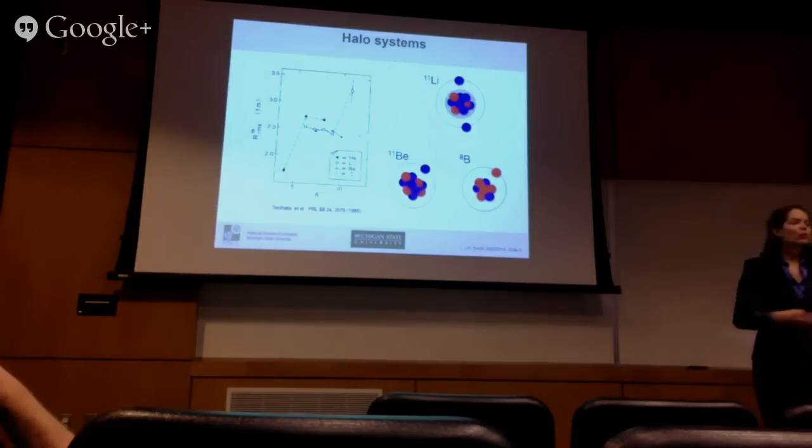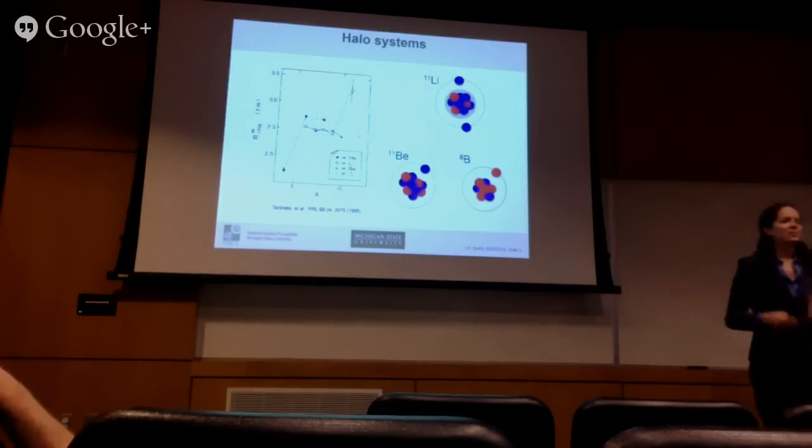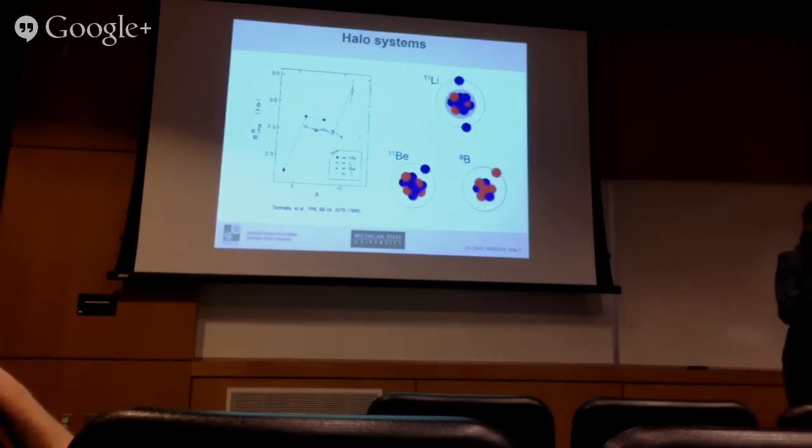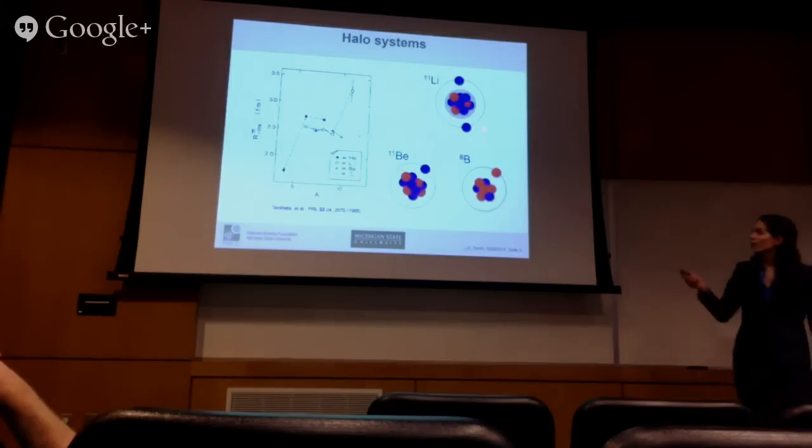Lithium-11, as a 2-neutron halo, is also what we call a Borromean system. A Borromean system consists of 3 bodies, all of which, when you put them together, are bound. But when you remove any of the 3 bodies, it comes unbound. So in this case, if you remove one of the neutrons, you're left with lithium-10, which is unbound. And if you remove the core, you're left with a dineutron, which is also unbound.